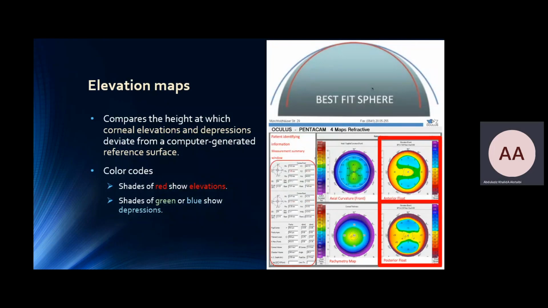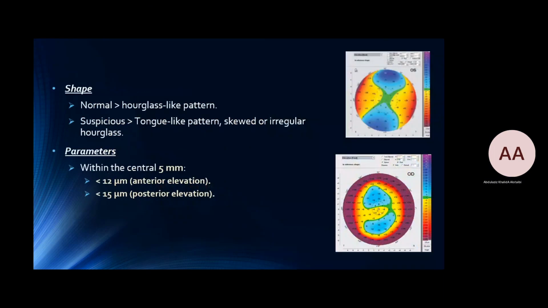Now, coming to the elevation maps, it compares the height at which corneal elevations and depressions deviate from a computer-generated reference sphere, which is the best fit sphere or best fit toric ellipsoid. It is also color-coded. Shades of red show elevations, and shades of green and blue show depressions. Then we will look at shape and numbers. The normal shape in the elevation map is a regular hourglass pattern. Suspicious shapes include skewed or irregular hourglass and tongue-like extension.